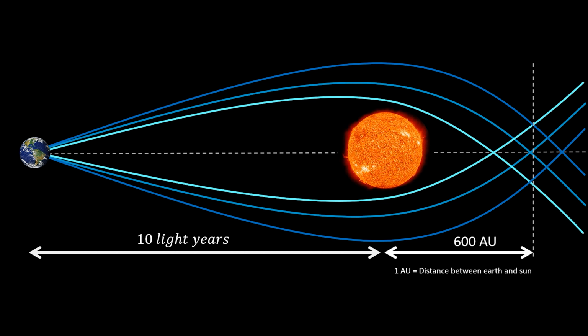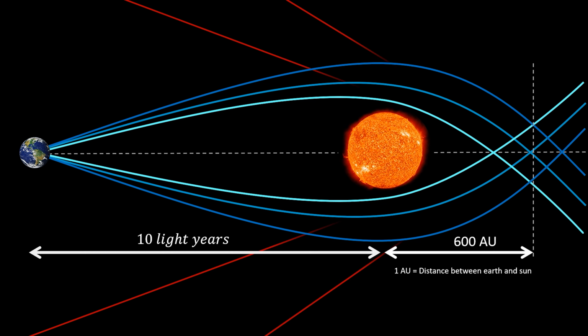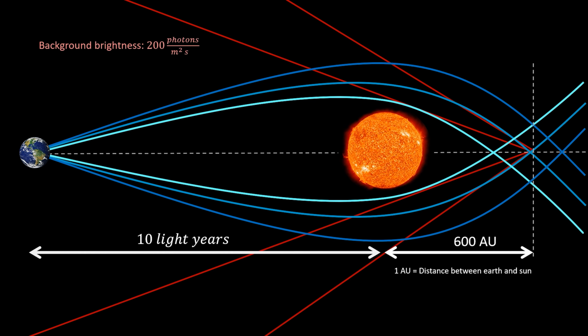But there still is the background brightness from the light of all the objects in the universe, which is impossible to block out. Summing up the background over the Einstein ring, we get a total background brightness of 200 photons per meter square per second. And in reality, all the surroundings of the campus would also radiate and disturb our image. But for this example, we will ignore that.